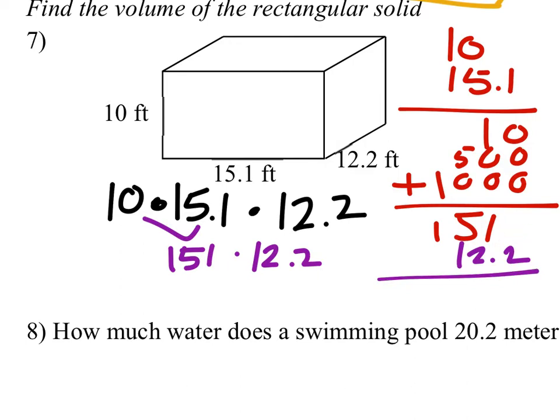So 2 times 1 is 2. 2 times 5 is 10. Carry the 1, 3. Tens position. 2, 10, 1. Again, that one. Sorry, 2 and 1, that's a 3.